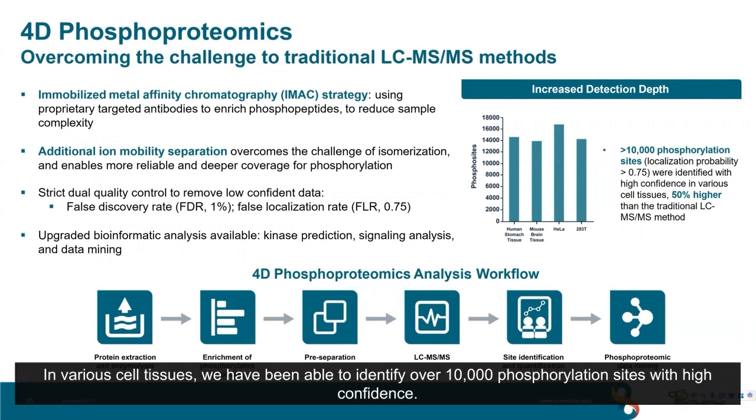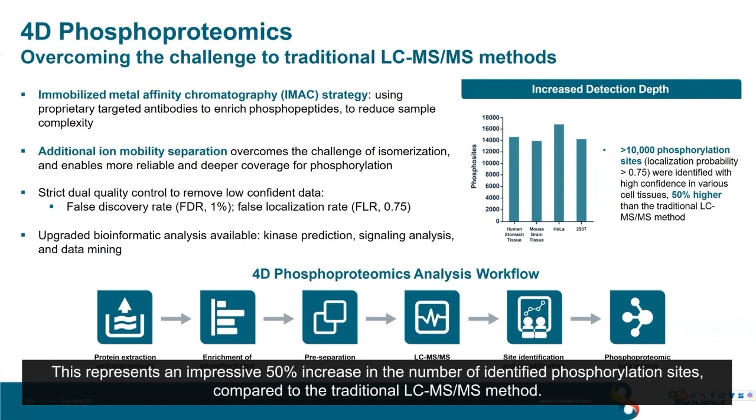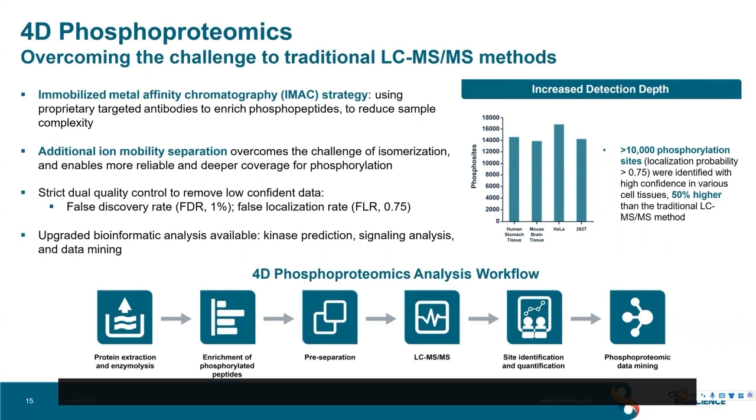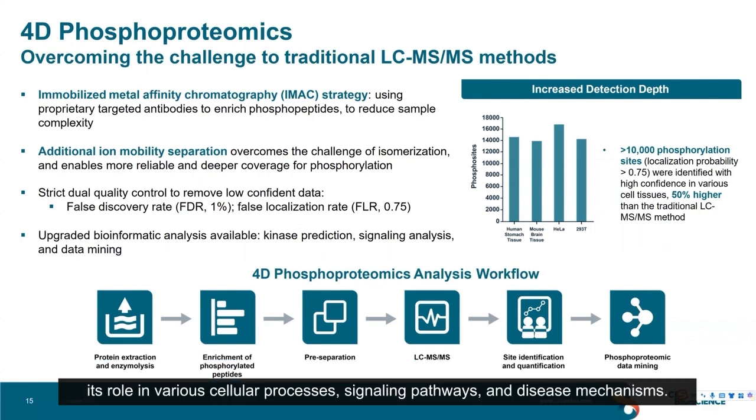In various cell tissues, we have been able to identify over 10,000 phosphorylation sites with high confidence. This represents an impressive 50% increase in the number of identified phosphorylation sites compared to the traditional LC-MS method. By adopting this cutting-edge technology, we are paving the way for a deeper understanding of protein phosphorylation and its role in various cellular processes, signaling pathways, and disease mechanisms.